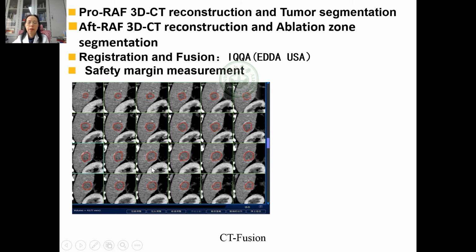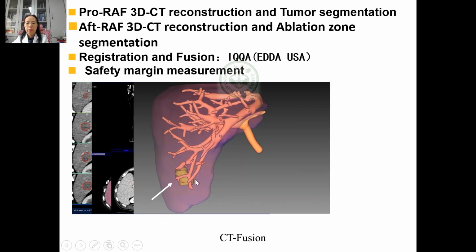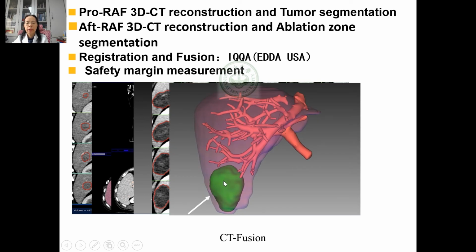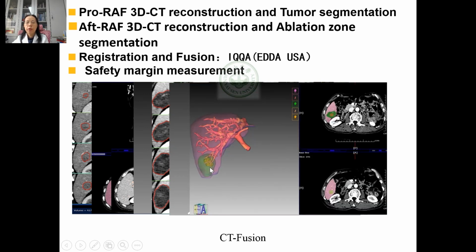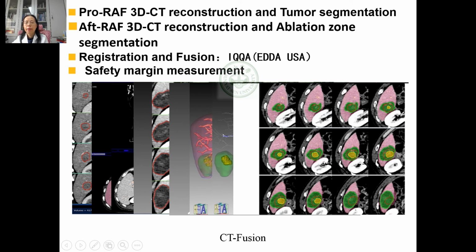Here is our work step by step. Segment the tumor before ablation here. And then segment the ablation zone after ablation here. And fuse the two volume images here. And then we get multi-site measurements, every direction of the safety margin.